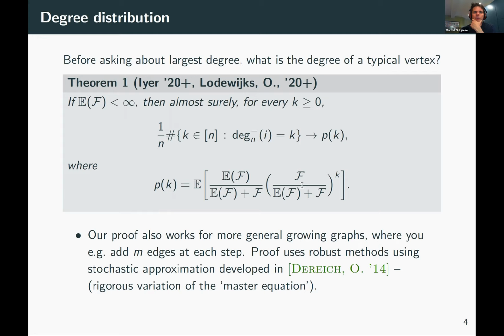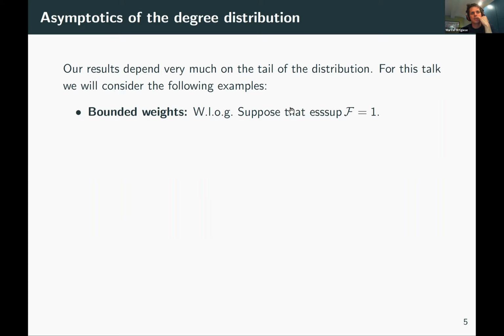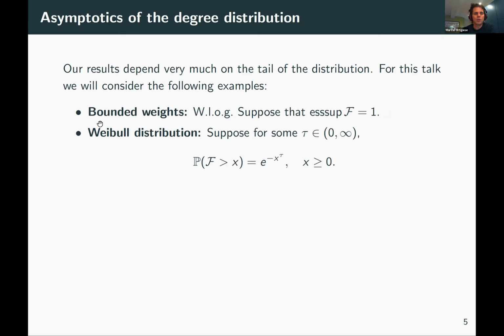All right, okay. And as it turned out, the results that we're presenting here depend very much on the tail of the distribution. So how quickly does the probability that F is bigger than some little x decay in x? And to be less notationally heavy, I'll concentrate on three cases in this talk. So the first one is just bounded weights, so that we're assuming the largest weight is bounded by one. And then we'll look at a Weibull distribution, which says that the probability that F is bigger than x decays like e to the minus x to the tau, so it's like a stretched exponential, and you can vary the tau here to get all kinds of standard distributions. Final case, I won't talk too much about that.